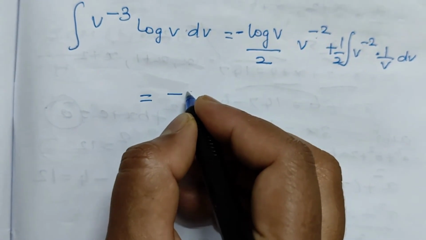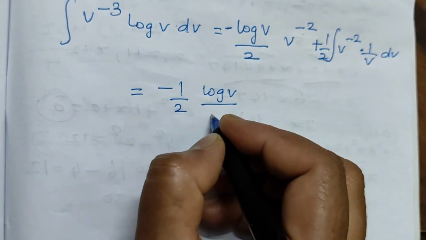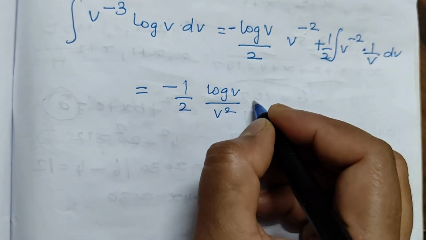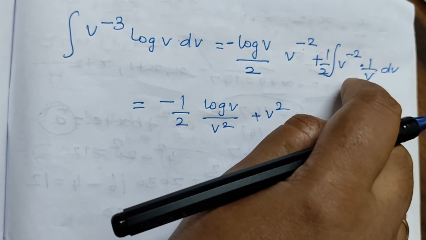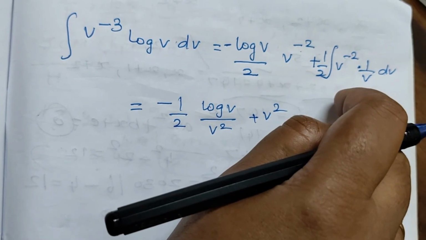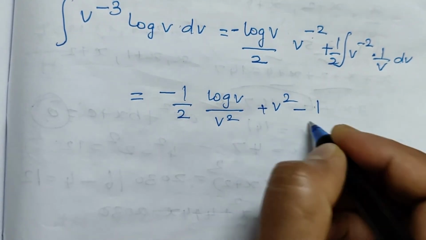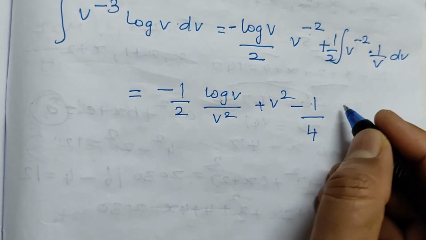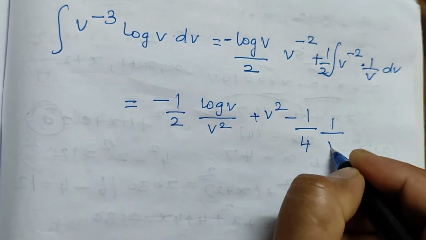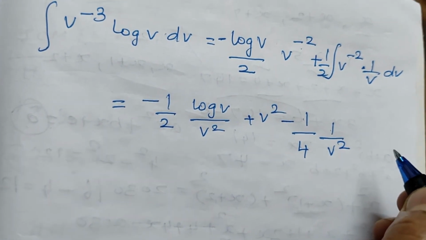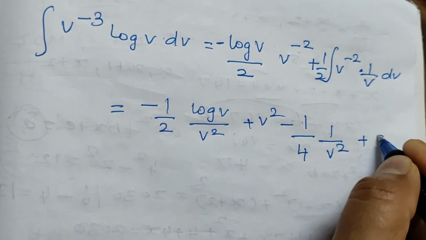Here minus 1/2 log v by v², then here plus 1/2 times v^(−3). The integration of v^(−3) is v^(−2) divided by −2. So again what you get is minus 1/4 v^(−2), that is 1/v².